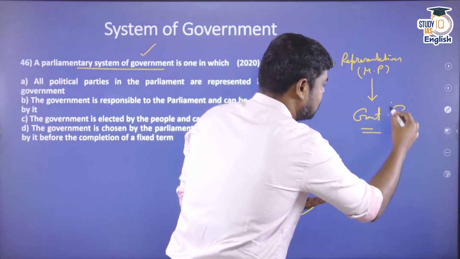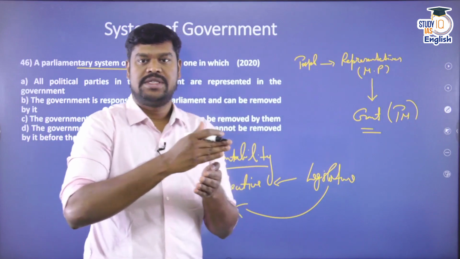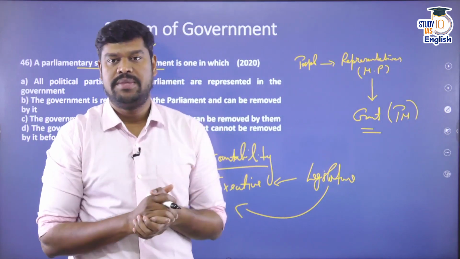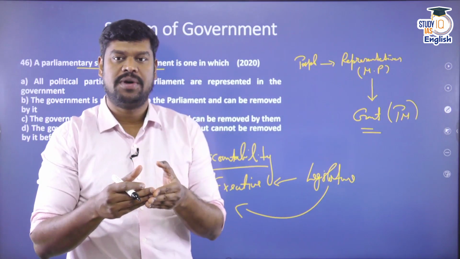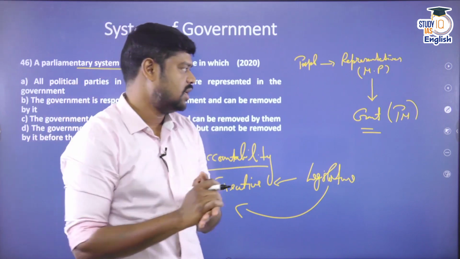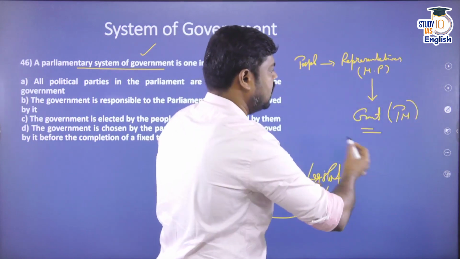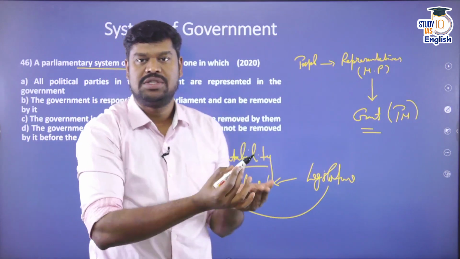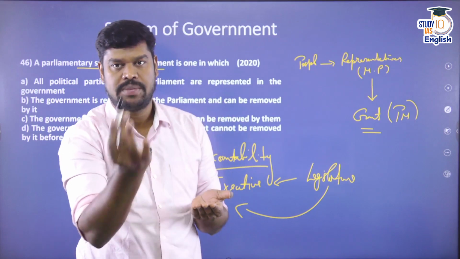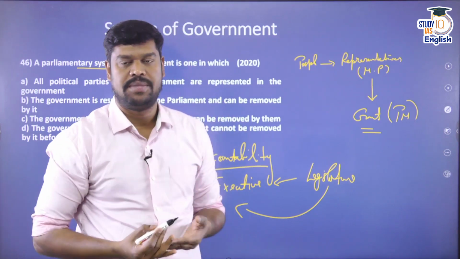And then the prime minister will recommend the names to the president, and then the president will appoint the other ministers as well. In fact, the leader of the majority party is also appointed as prime minister by the president. So the government is formed. This is what is called the parliamentary democracy. The government is formed from the Lok Sabha in our country, which is a part of the parliament.